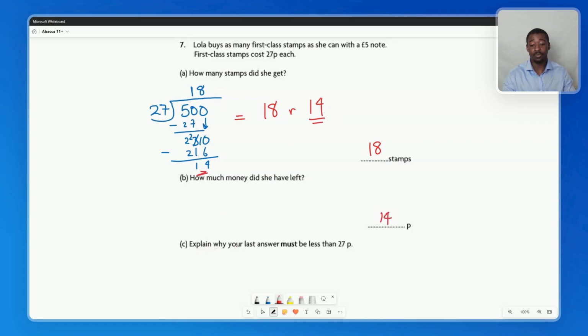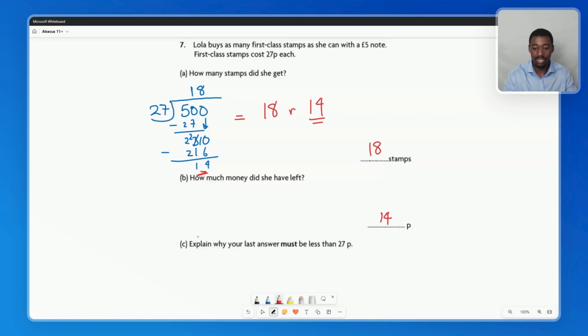And then part C, explain why your last answer must be less than 27p. Well, we touched on it already. This 14p has to be less than 27p, because if it was 27p or above, we would have used that money to buy another whole stamp. So if the maximum number of stamps she can get is 18, that means we've maxed out all the lots of 27p that we have. So whatever we have left has to be less than 27p.